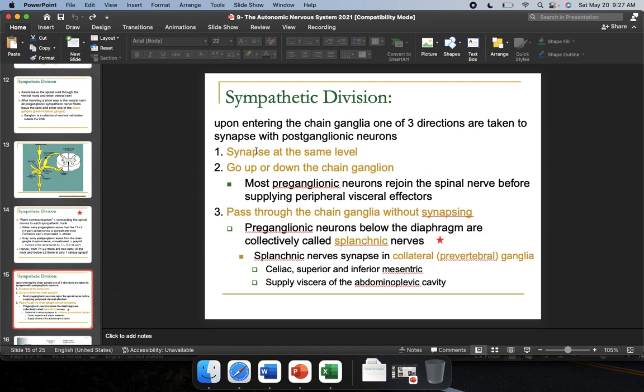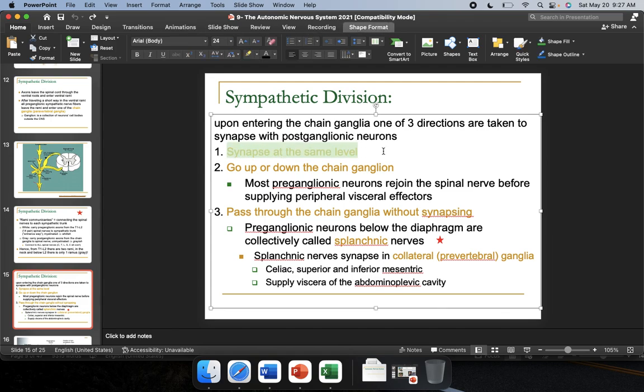Okay, so moving on. This slide is just giving us the idea that the sympathetic nervous system, with all of its various preganglionic fibers, can synapse at the same level, it can go up or down, or it can pass through the chain ganglia without synapsing. This is an instance I didn't talk about. It can go through the chain ganglia without synapsing.